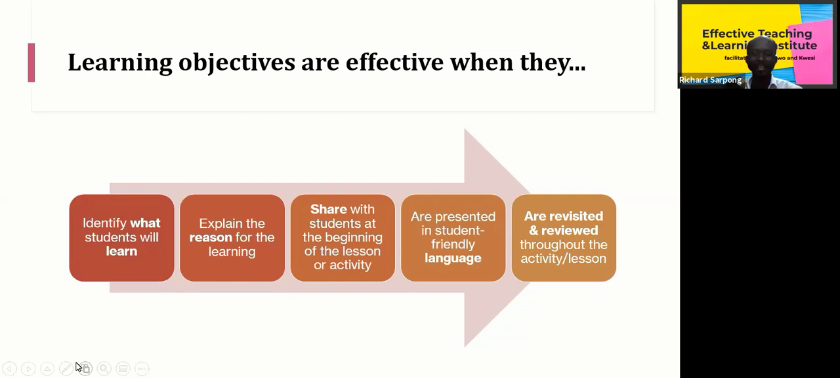So if it doesn't identify what students are learning, then it's not effective. And if it doesn't give relevance, it's not effective. And if the students don't know, understand, or cannot really articulate exactly what they are learning, and if that objective is not referenced throughout everything that happens within the lesson, then we are not using the learning intention effectively.